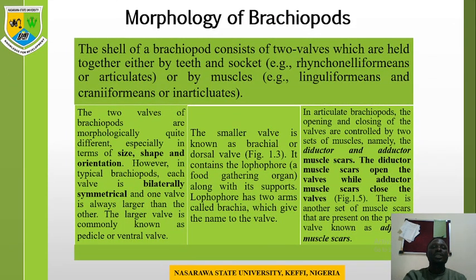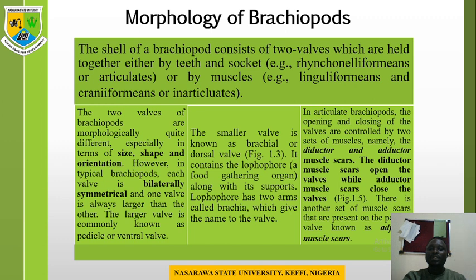Morphology of brachiopods. The shell of a brachiopod consists of two valves which are held together either by teeth and socket, most especially seen in the Rhynchonelliformea or the articulates, or they are joined by muscles, that is for the Linguliformea and the Craniiformea, or simply the inarticulates. So the two valves of brachiopods are morphologically quite different, especially in terms of size, shape, and orientation. However, in typical brachiopods, each valve is bilaterally symmetrical and one valve is always larger than the other. The larger valve is commonly known as the pedicle or the ventral valve. The smaller valve is known as the brachial or the dorsal valve.